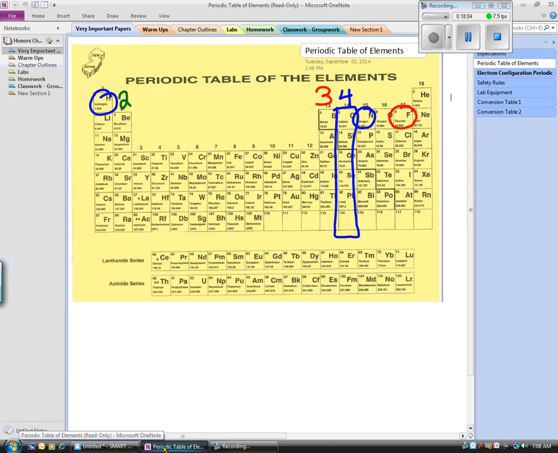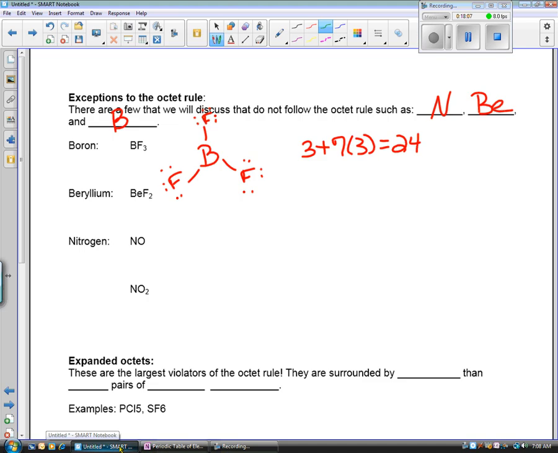Beryllium's another one, completely happy without 8. Beryllium's over here. He starts with 2. So I have 2 plus 7 times 2 is 16. In order to get that, beryllium in the middle, he's fine just like that.